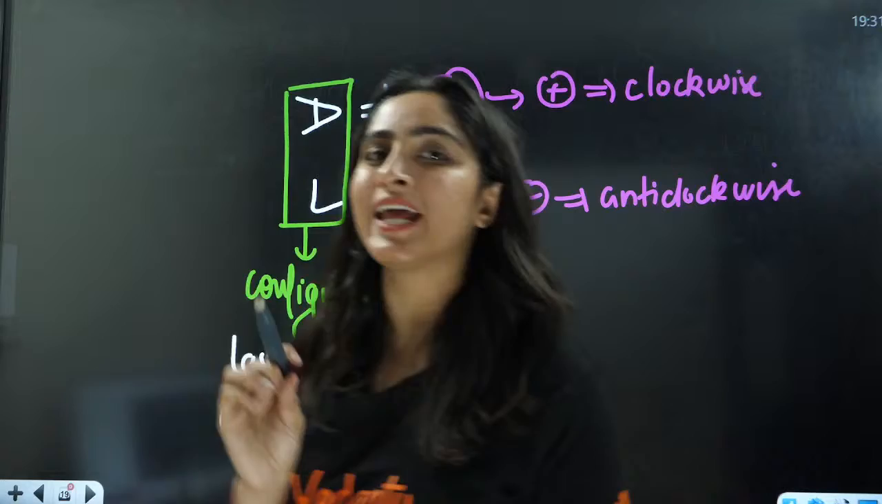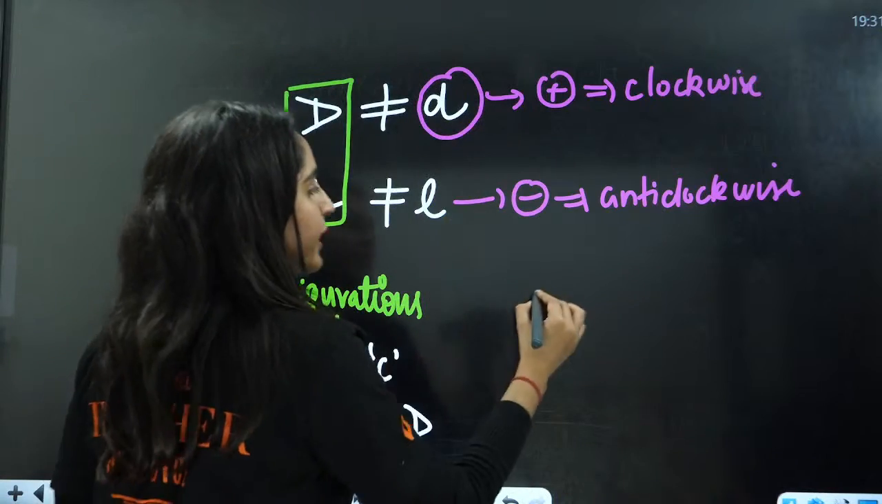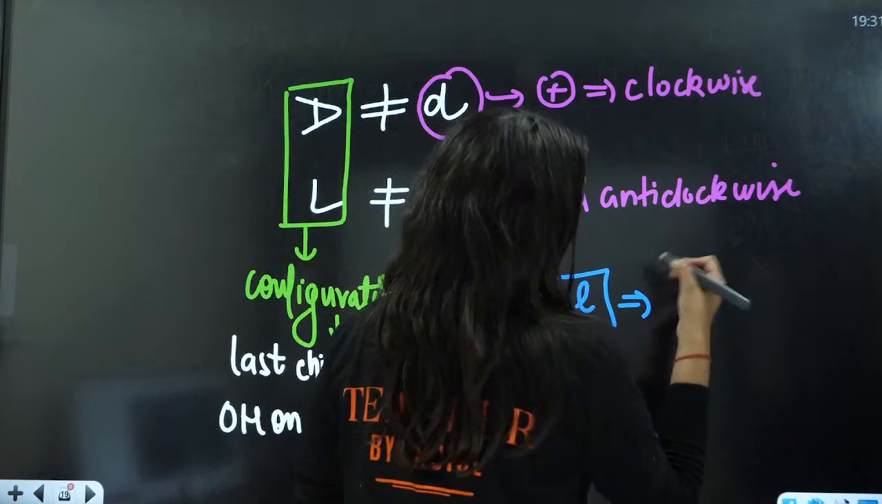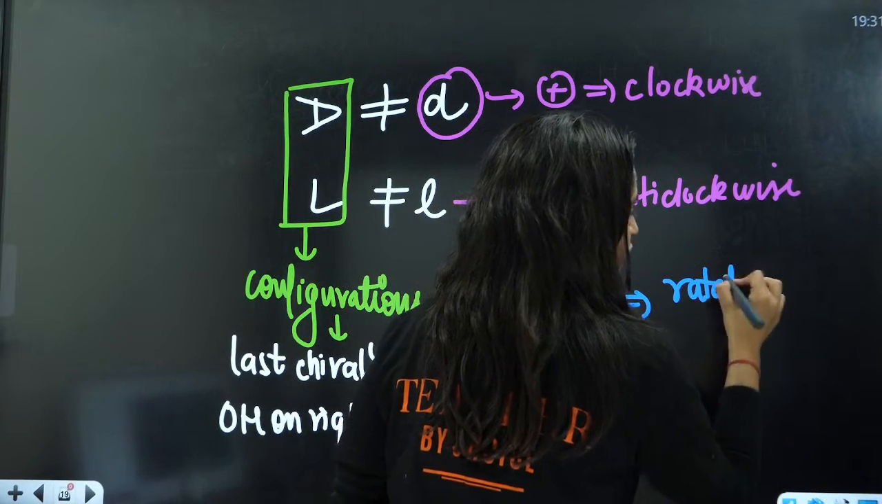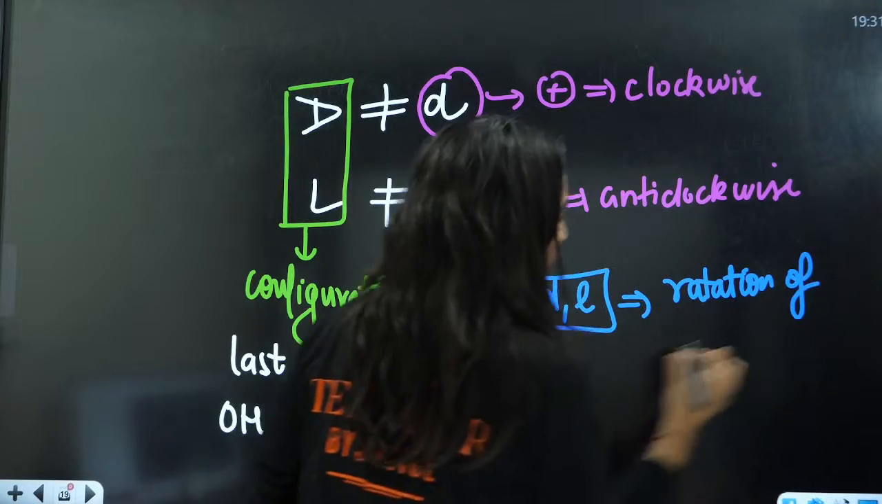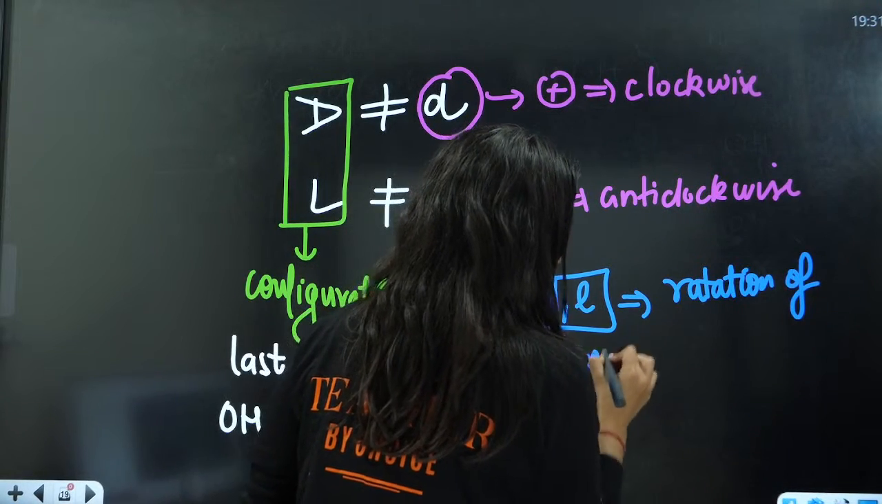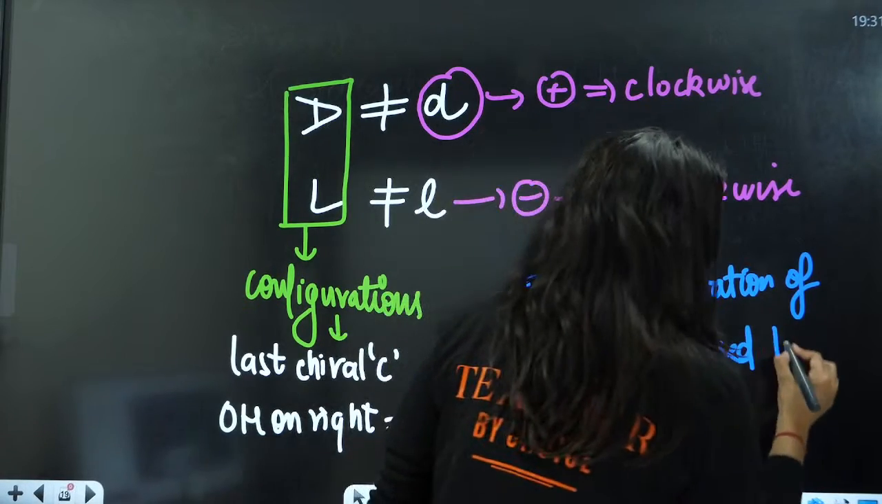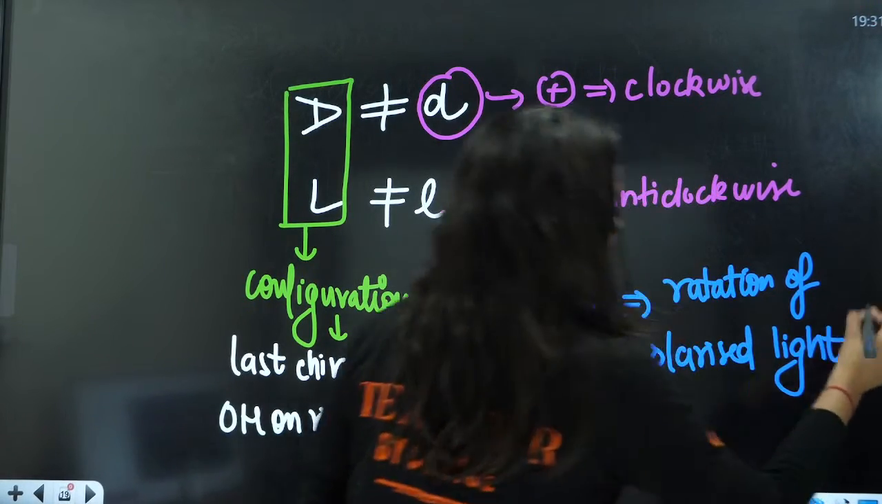This small d and small l means rotation of plane polarized light. Rotation of plane polarized light.